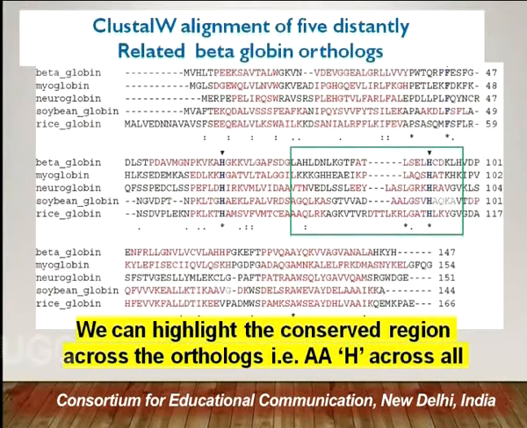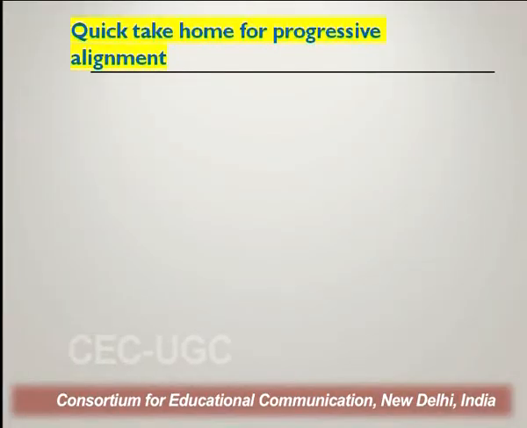But if we talk of the same thing in distantly related beta globin orthologs, what happens is we could clearly identify the conserved H in which we were interested. So that's a point: when we are making a multiple sequence alignment, we should not use very closely related species because we get very less variation in them. We have to have a variation to know the differences among the sequences.